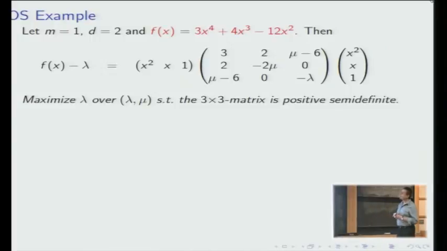Let's look at an example where n is 1 and d is 2. So we have a polynomial of degree 4 in one variable x. And our problem is to find the global minimum of this polynomial.